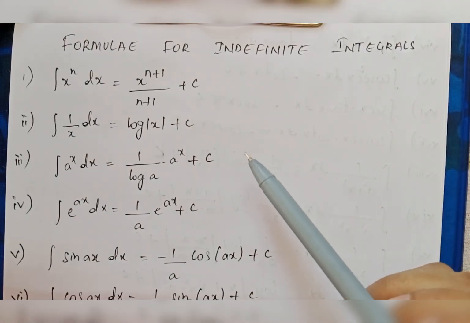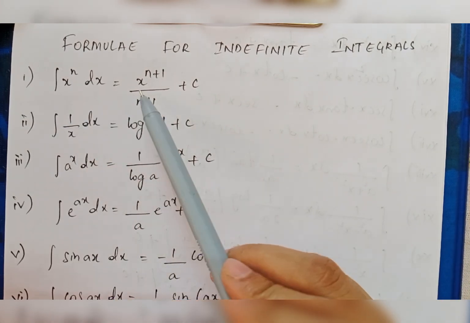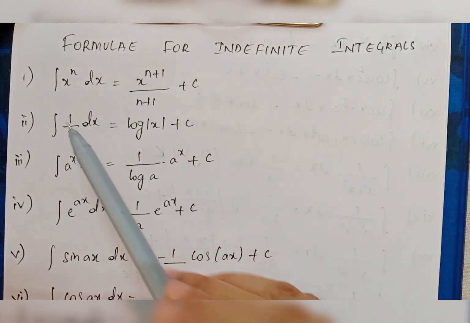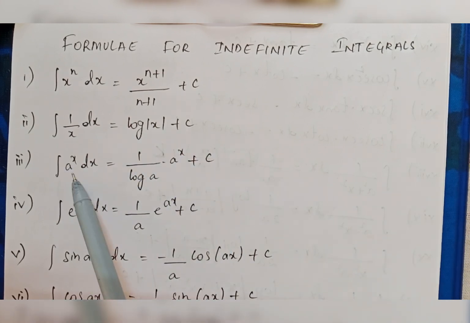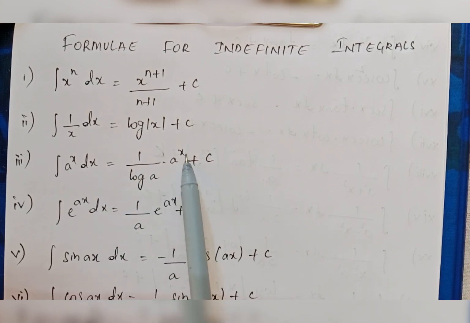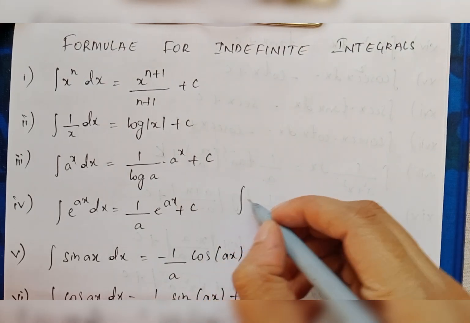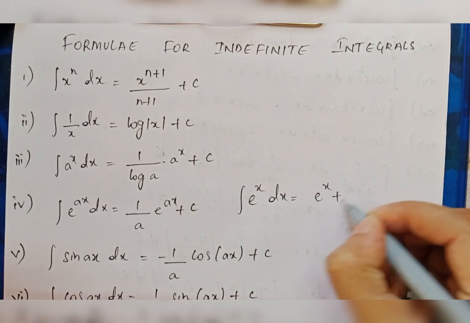Let us look at the formulas used in indefinite integrals. Integral of x power n dx is equal to x power n plus 1 by n plus 1 plus c, where c is the constant of the function. Integral 1 by x dx is equal to log mod x plus c. Integral a power x dx is equal to 1 by log a into a power x plus c. Integral e power ax dx is equal to 1 by a into e power ax plus c. And if there is no a, integral of e power x will be equal to e power x plus c.